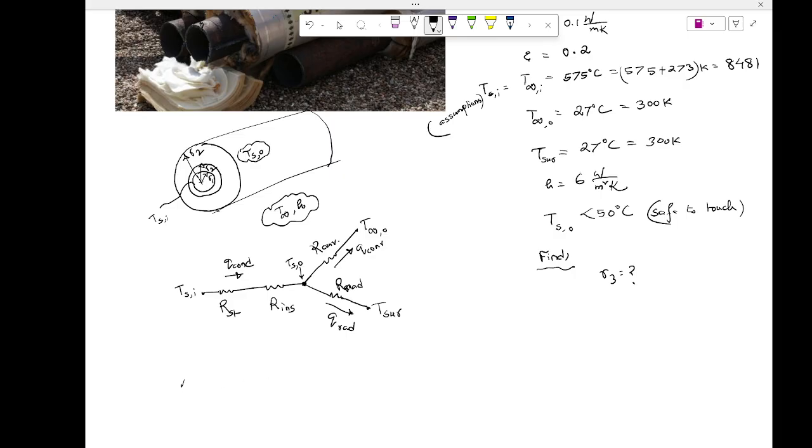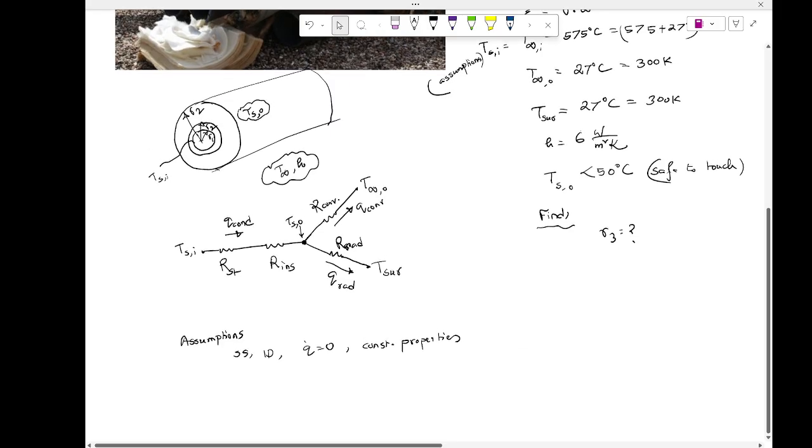Okay, let's do the assumptions. So the assumptions here: steady state. What are the other assumptions? No energy generation. Can you assume 1D? Constant properties. All right. So now we're officially done up to this.